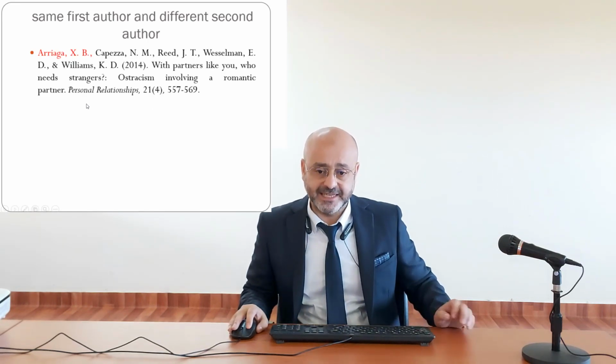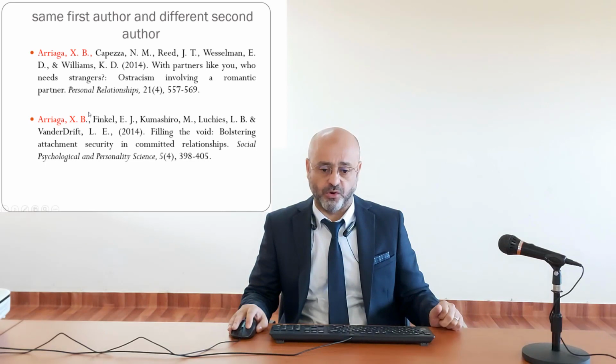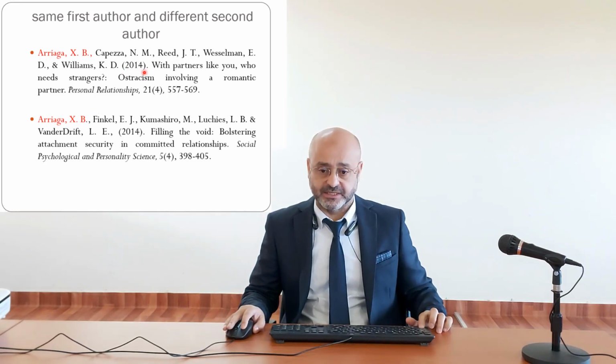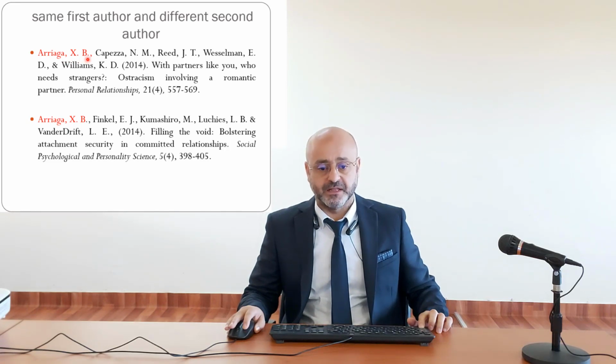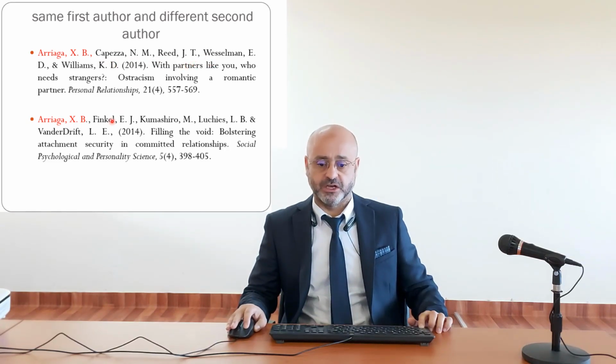Now, in the case where we have the same first author but different second and third authors, and especially when the date of publication is the same, 2014, we start with the name of the first author: family name, comma, initials of the first and middle name followed by full stops, and then a comma, and then all the names of those who have participated in the article, organized in alphabetical order. So you can see that here we have the first name, Capiza, C, and here the second name, Reed, R, and Whistleman, W. They are organized in alphabetical order. We do the same for the second reference.